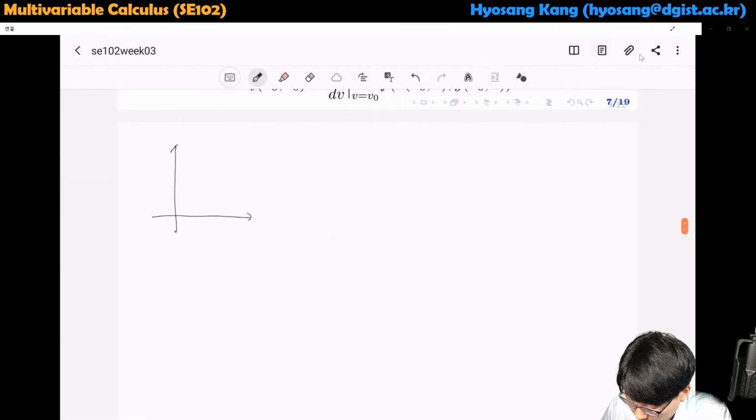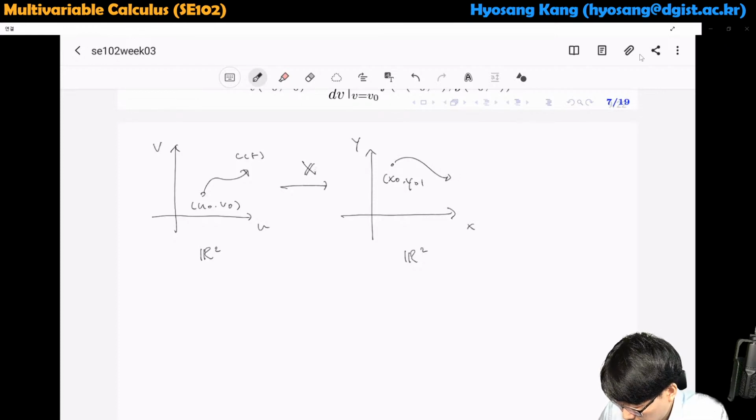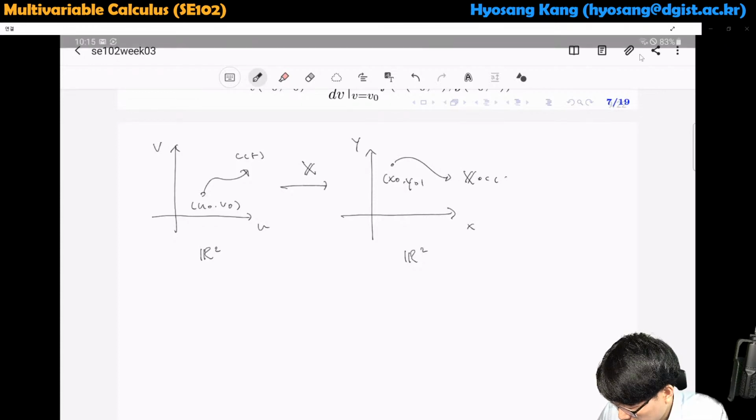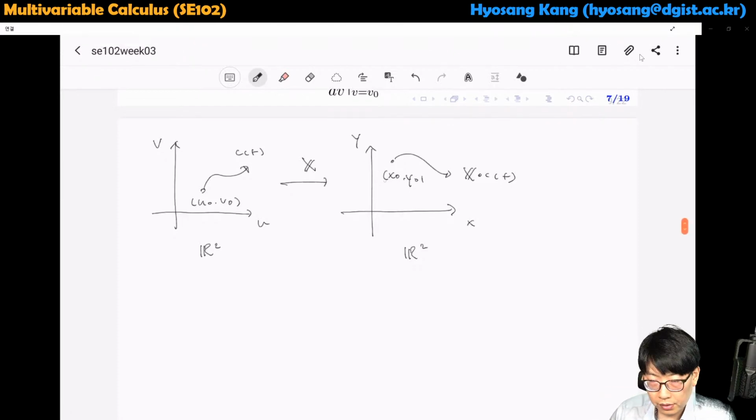This is our R2 with coordinates (u, v). This is our XY in R2. So let's say our curve c(t) changes in the UV plane from (u0, v0). Then x composite c(t) should move along the XY plane in a different direction, from (x0, y0).